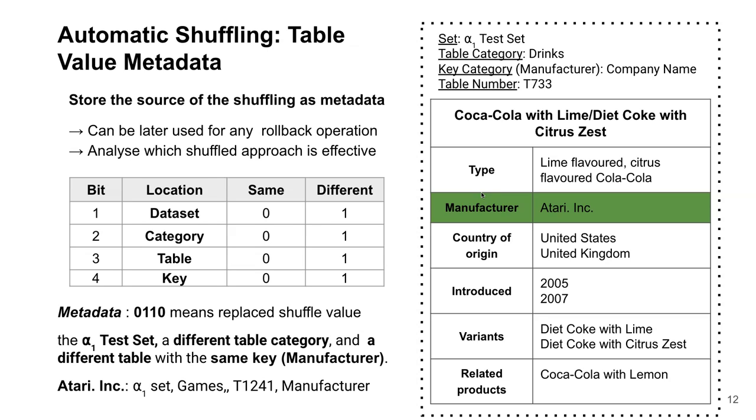So 0 means that it's from the alpha 1 set, 1 means it's from a different category, which is game, a different table because there is another one which is for table, and the key is the same as manufacturer. So you can see we now know exactly how this metadata is coming from.